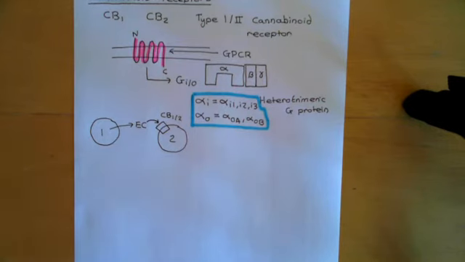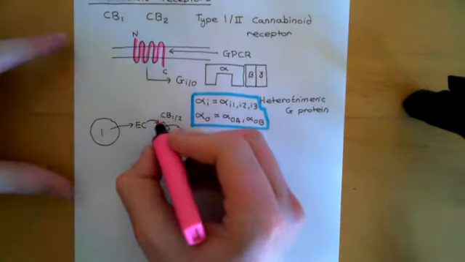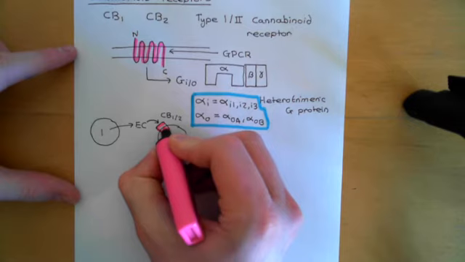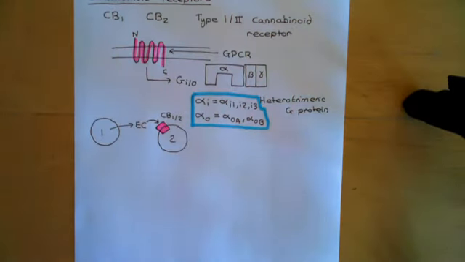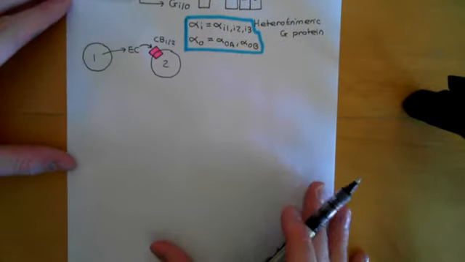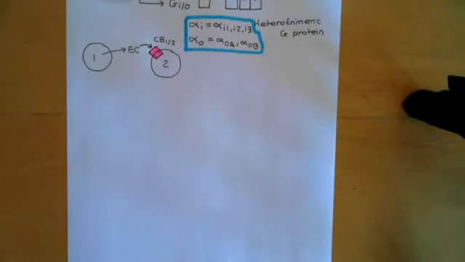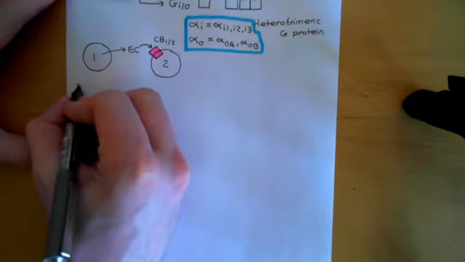Now, the final thing that we need to discuss to complete the endocannabinoid system is how the endocannabinoids are usually degraded. So how are they usually broken down? Again, this is different for anandamide and 2-arachidonyl glycerol. So we'll start off with anandamide.